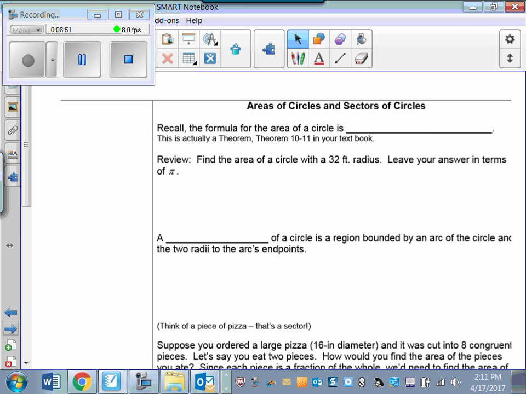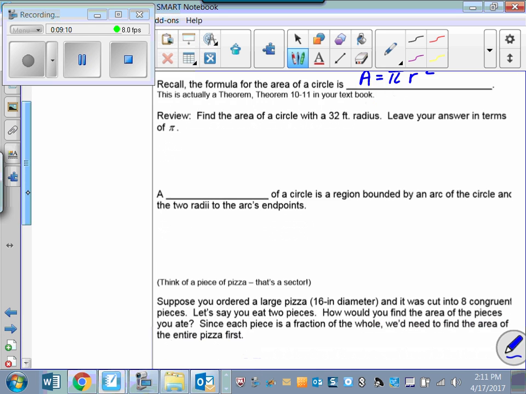Now we got to look at areas of sectors. And to do that, we want to recall that to find the area of a circle, we use this formula, pi r squared. It is a theorem. It's in your book. You probably don't need to make a card for that because you've known that since you were 2 or 3 years old, probably. All right, maybe 2nd or 3rd grade or 4th. I don't know. Find the area of a circle.